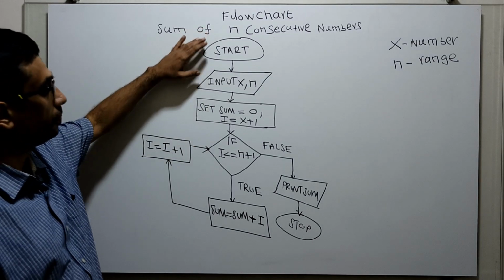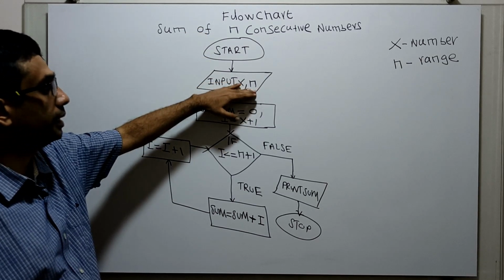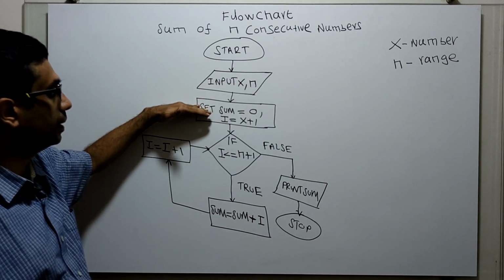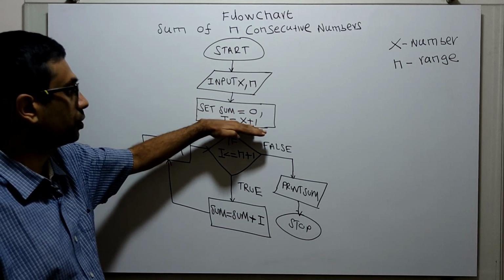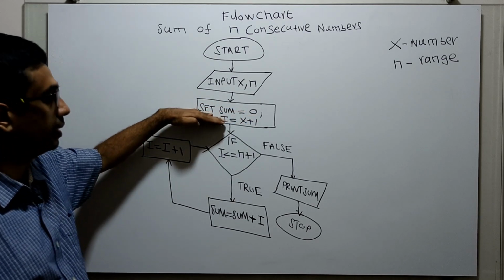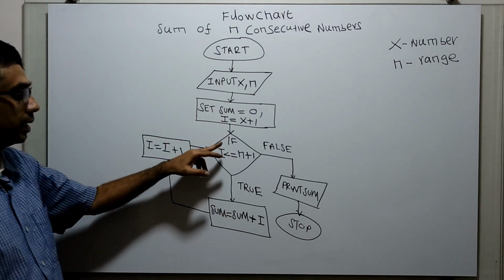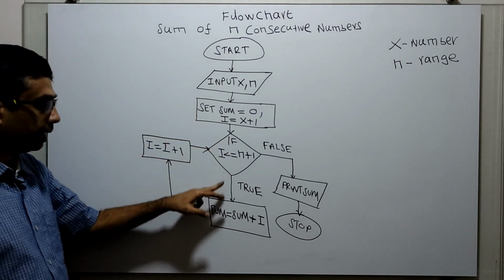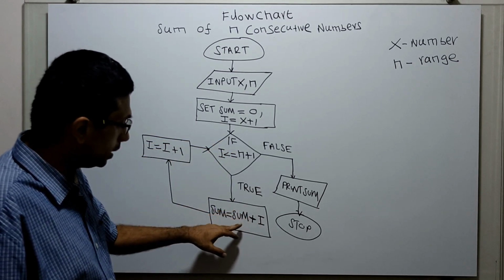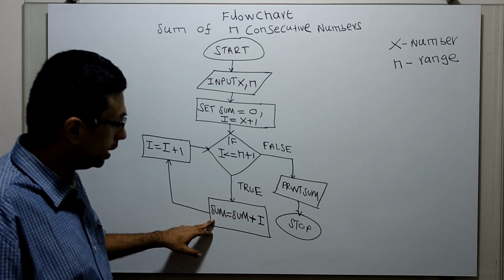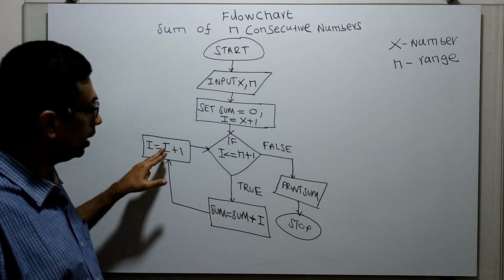So start, I am obtaining the input x, the number, and n, the range, from the user. I am initializing sum equal to 0, I equal to x plus 1. Set is a keyword for the initialization. I am checking I less than or equal to n plus 1. If the condition is true, I am adding the value of I with the existing value of sum, storing it in the variable sum, and incrementing I by 1: I equal to I plus 1.